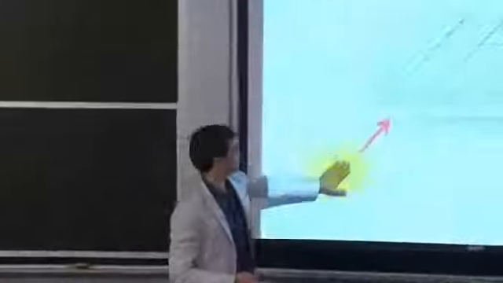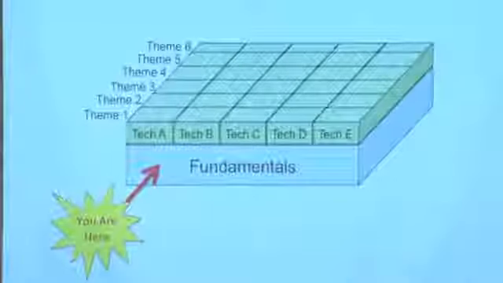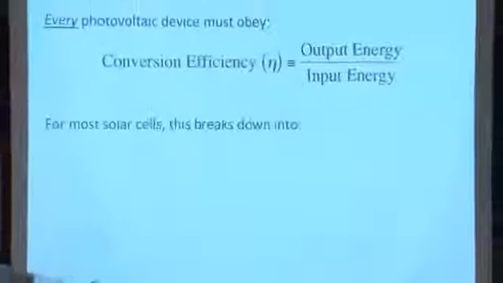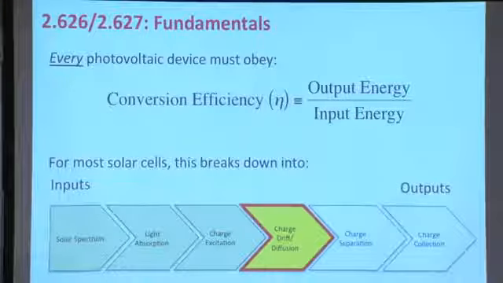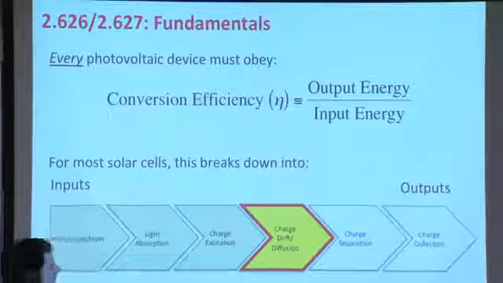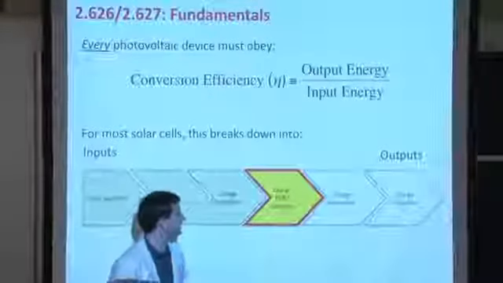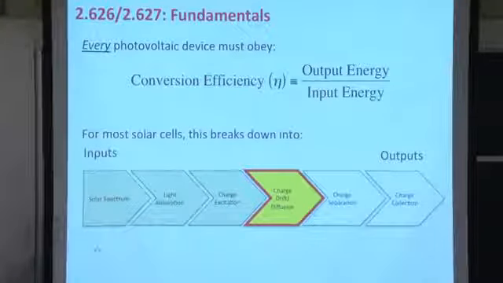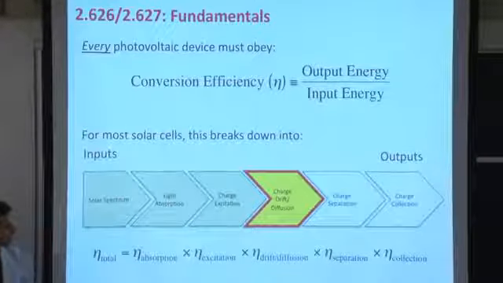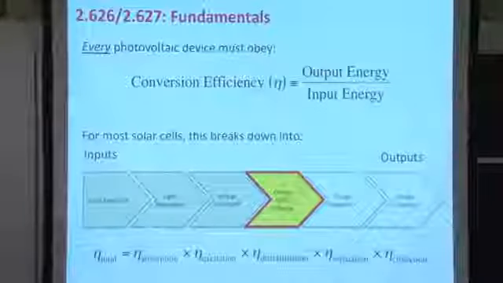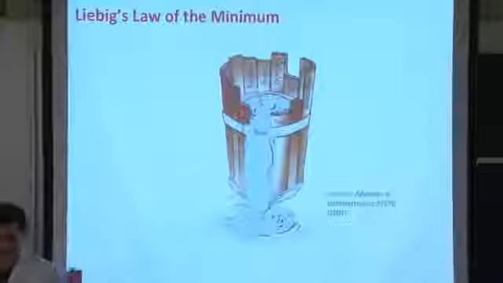To remind everybody, you're here in the fundamentals. We'll be getting to the technologies and cross-cutting themes after we really have a good, solid understanding of how a solar cell works. The conversion efficiency is the output energy versus the input. We have our inputs in the solar spectrum, the outputs in charge collection, and we've been steadily making progress down toward the outputs here. We discussed the solar spectrum, then light absorption, then charge excitation, and finally now we're on to charge drift and diffusion. So we have the total solar cell efficiency as a product of all the individual processes, and any one of these processes can kill the efficiency of the device. That's why it's important to think about your device like so.